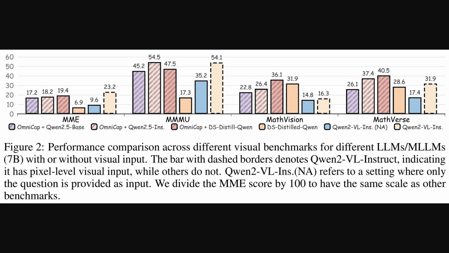So building on those examples from Figure 3, Figure 2 here really gives us the hard numbers, backing up those claims about enhanced reasoning. It's a bar chart comparing different setups on benchmarks like MME, MMMU, MathVision, and MathVerse. The key thing is comparing the OmniCaptioner plus LLM combinations, those solid, patterned bars, against baselines like QN2VL which is the dashed bar. And you can see, OmniCaptioner consistently boosts performance across the board, often by quite a bit. This shows how feeding the LLM a good caption works really well.